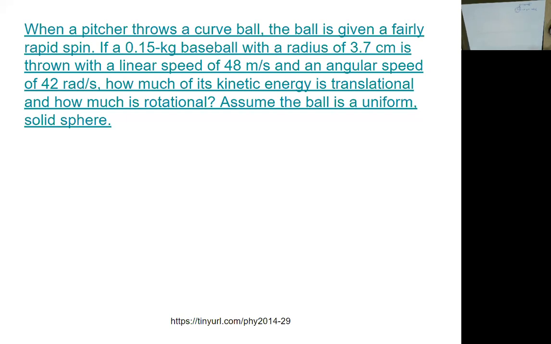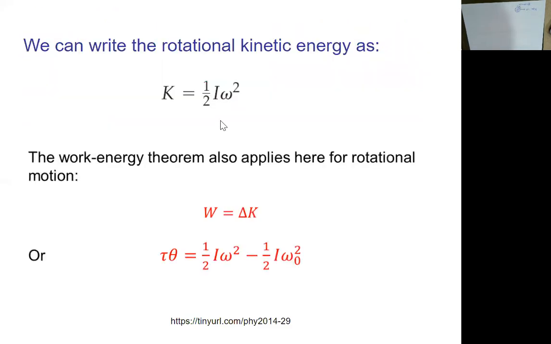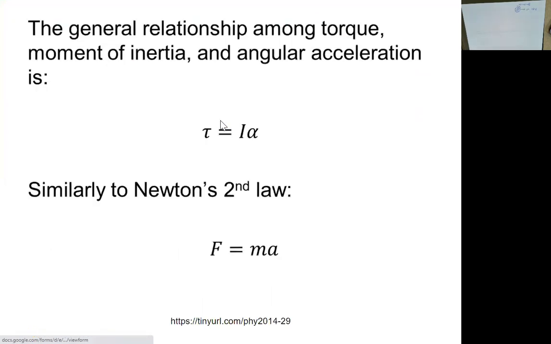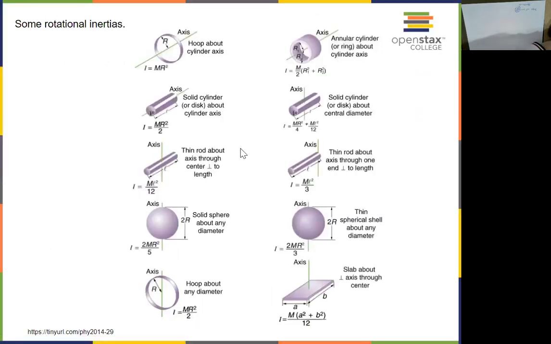Now it says assuming the ball is a uniform solid sphere. So the moment of inertia is not given, but it says it's a uniform solid sphere. So then you will again just look it up in the table for the moment of inertia. We are looking for a uniform solid sphere.